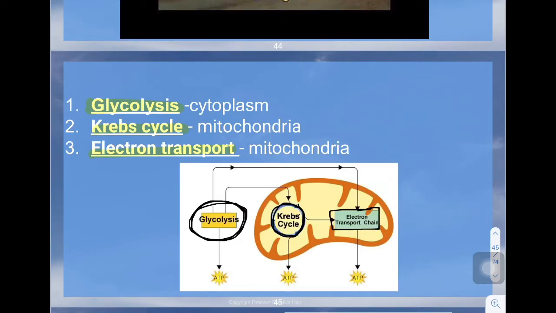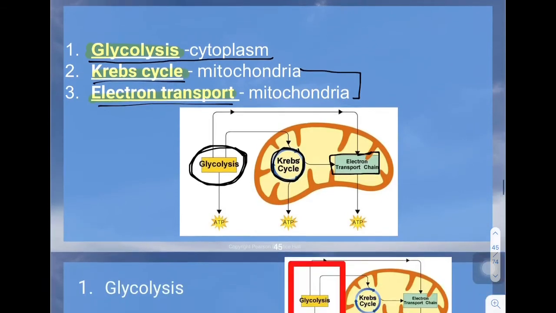So which stage occurs in the cytoplasm? Well, the only one to occur in the cytoplasm would be glycolysis. And then these last 2 stages of cellular respiration, Krebs cycle and the electron transport chain, both occur in the mitochondria. Now that we have an idea of where things are happening, let's actually look at the specifics of what is happening, what the biochemistry is of this breakdown of glucose into energy.